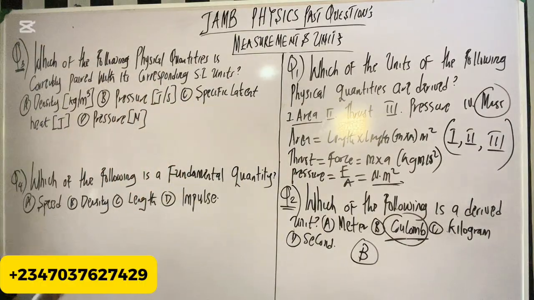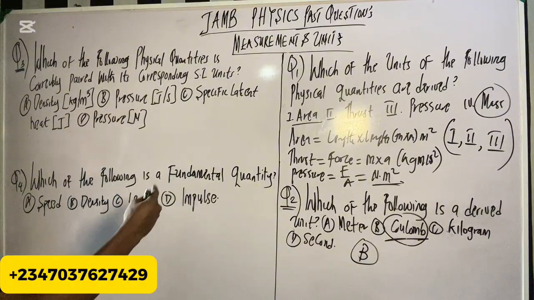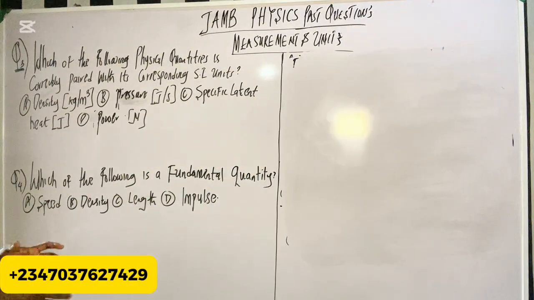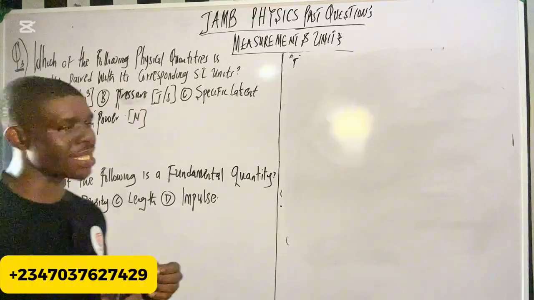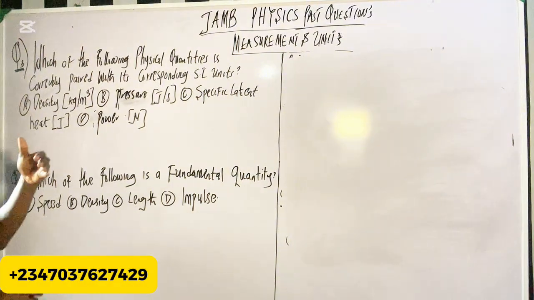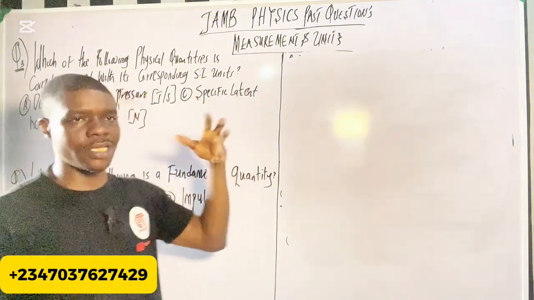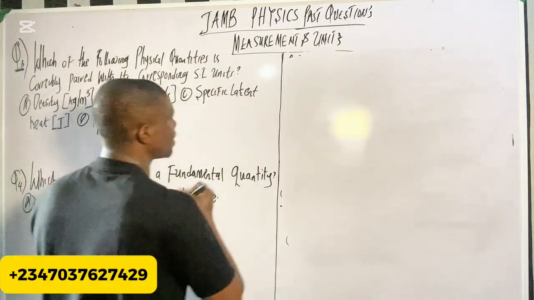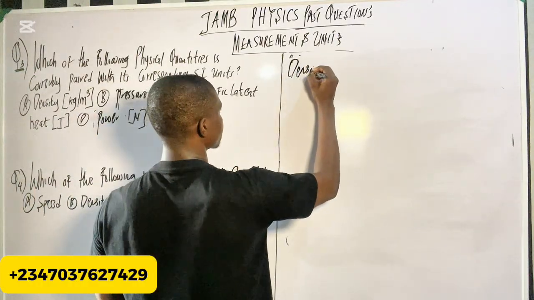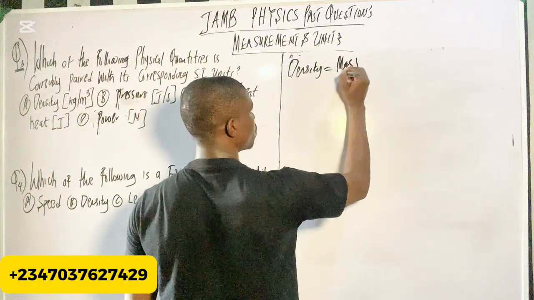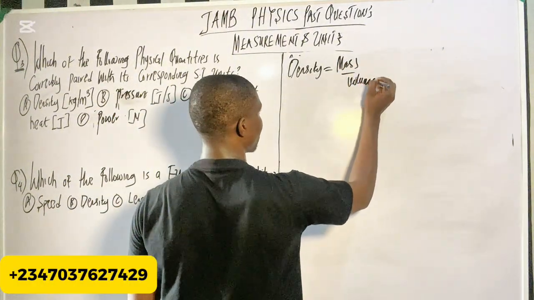So let's look at this question. Which of the following physical quantities is correctly paired with its corresponding SI unit? What I want to do here is to write all the quantities down with their formulas. Let's start with density. Density is equal to mass over volume, right?